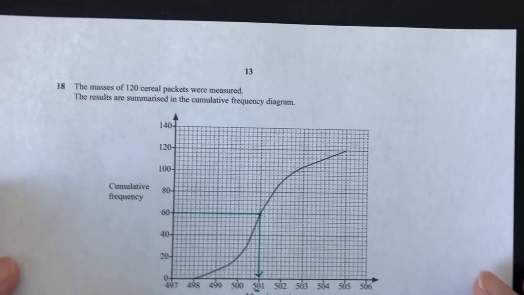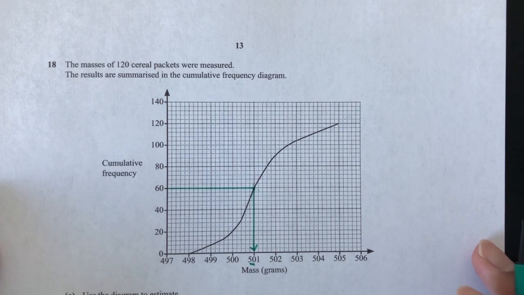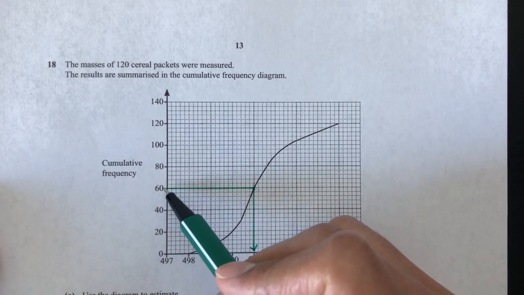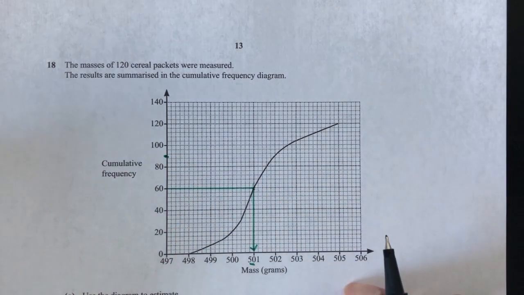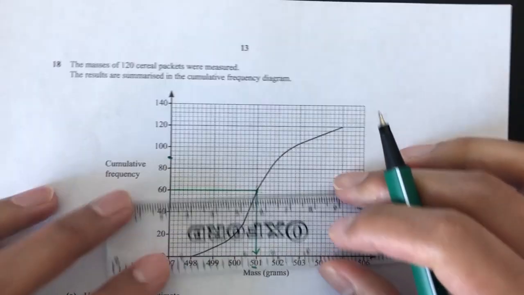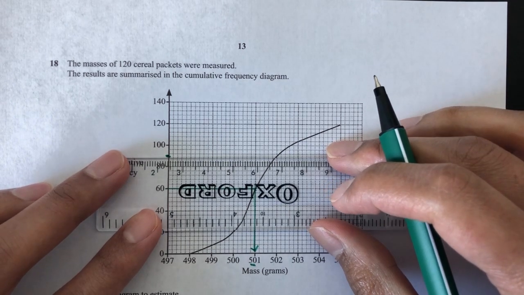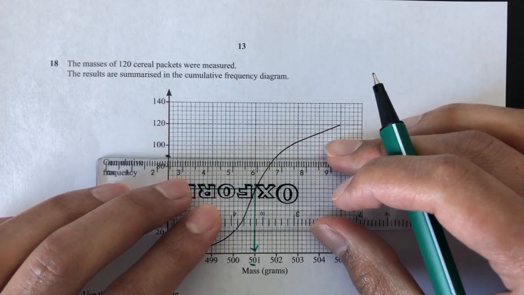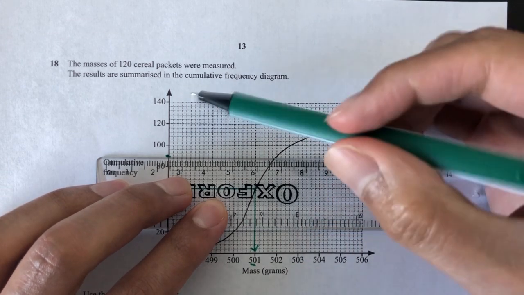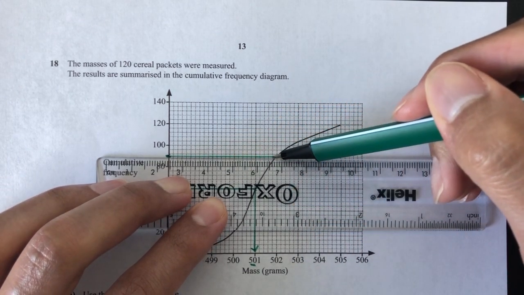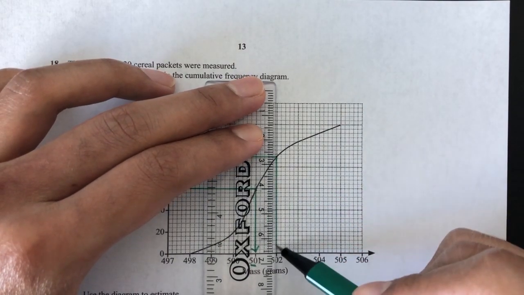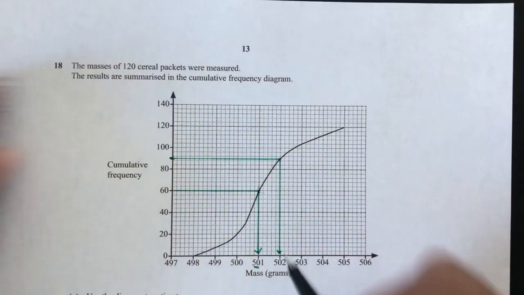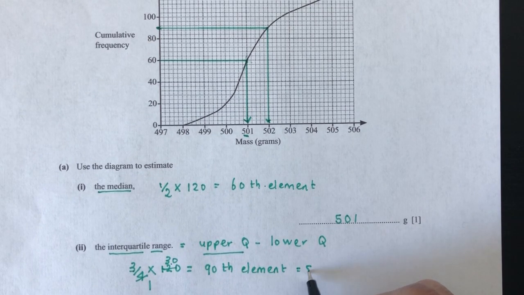So let's find that first. So where's 90? So here we have 20, 40, 60, 80. 90 will be here in the middle. So we have to draw a straight line, a horizontal line to cut the curve, and then find the mass by drawing a vertical line. So first line is this line. And then once we cut the curve, we draw a vertical line to find the point. So the upper quartile is 502. So that's the first part of the question.